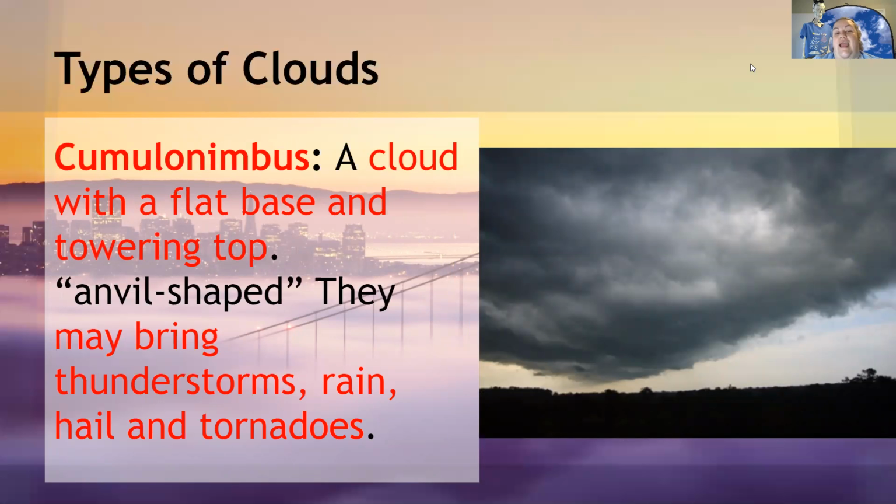However, when we have those cumulonimbus clouds, now remember from before, nimbo or nimbus means rain. So cumulonimbus clouds, they have those flat bases and the towering tops. Those are those really, really big, dark clouds. Those bring those thunderstorms, rain, hail, and sometimes tornadoes.